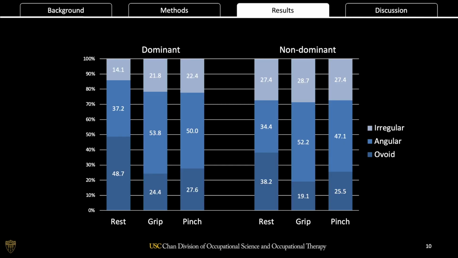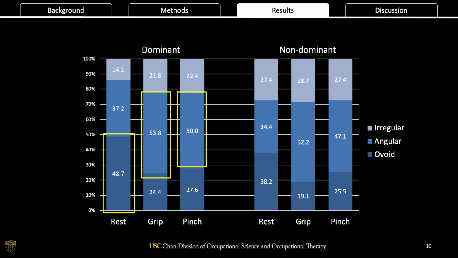The results showed that when the hand is in the rest position, the largest number of the subjects exhibited an ovoid median nerve. When gripping or pinching, the majority of the participants had an angular shape of the median nerve. There is a moderate shift in frequencies away from ovoid in resting to angular with grip and pinch.